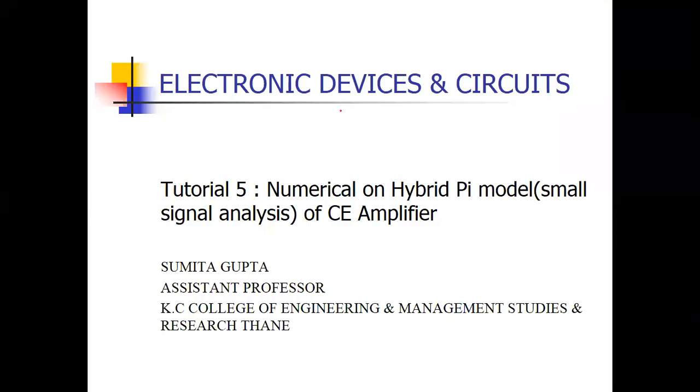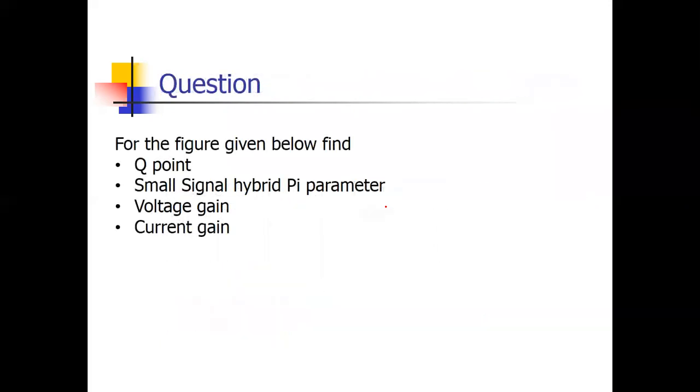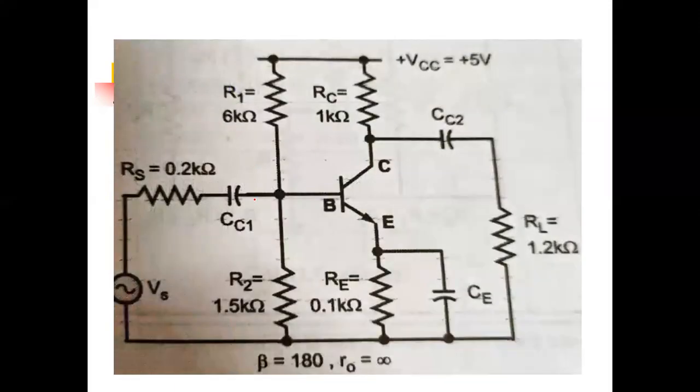Welcome you all to my tutorial 5 of electronic devices and circuits, that is a numerical on the hybrid pi model, or we can say small signal analysis of a common emitter amplifier. Today we'll solve one numerical. In that numerical we have to calculate the Q point, small signal hybrid parameters, voltage gain, and current gain. And this is the circuit given.